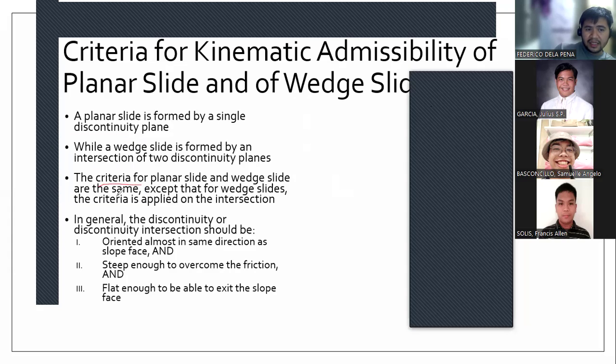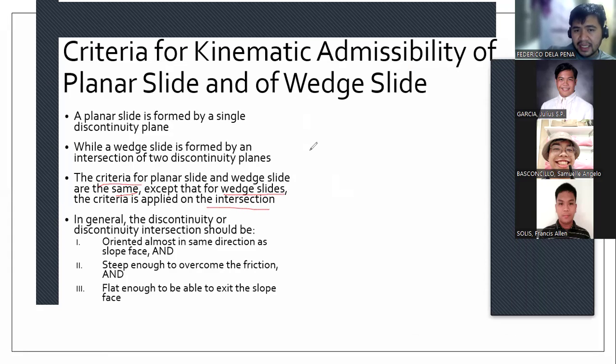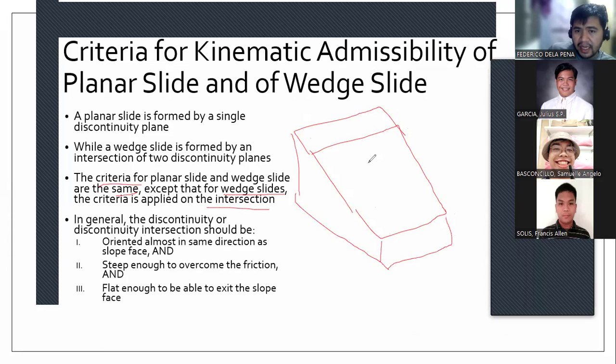The criteria is essentially the same, except that for the wedge slide you're applying the criteria on the intersection. To imagine this, if this is your planar failure, and this is your sliding plane, for the planar failure you're only dealing with one plane, this whole plane.